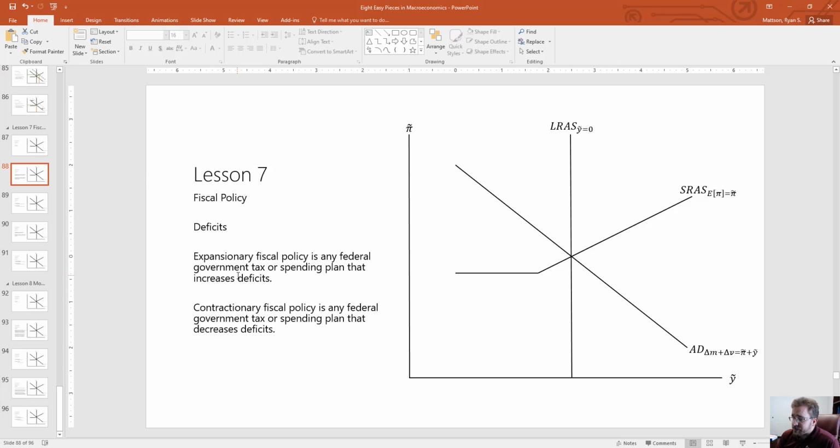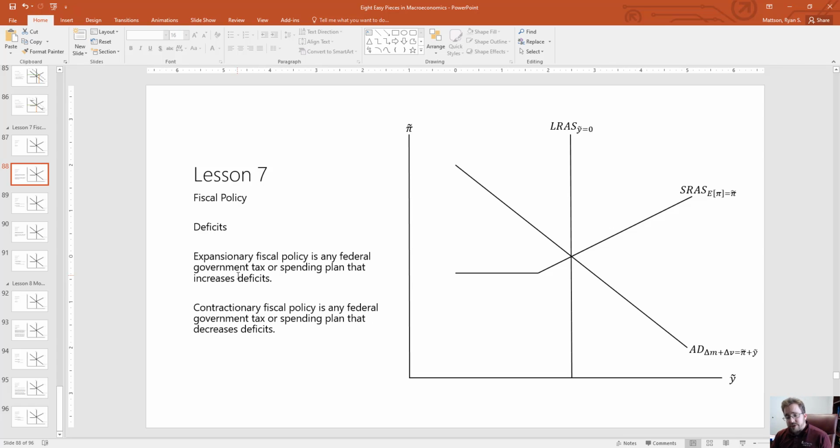So, expansionary fiscal policy is any federal government tax or spending plan that increases deficits. Typically we talk about tax cuts and the Republican Party. A tax cut, if it increases deficits, would have the same effect in the Keynesian model as an increase in government spending. So if we look at the Democrats and the Republicans, Democrats known for increasing spending, Republicans known for decreasing taxes, really, from a Keynesian perspective, it's the same thing, because so long as they both increase that deficit, it's a fiscal stimulus. If it decreases that deficit, then it's a fiscal contraction.